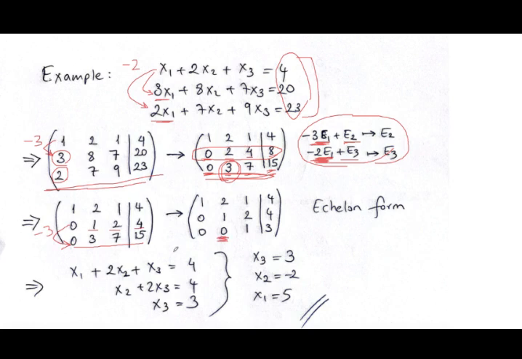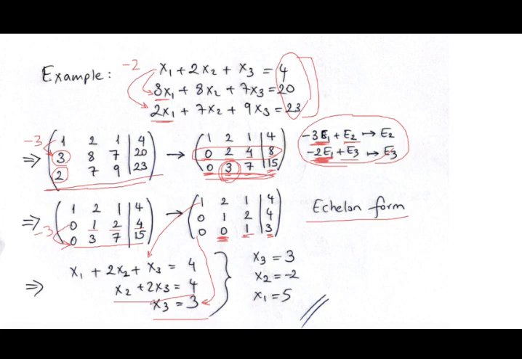So we have minus 6, 7 minus 6, that's 1. And then we have 15 minus 12, that's 3. So now everything is in the echelon form. 1 times x3 equals 3 from the third row here. From this third row we can write it. And then from the second row you see x2 plus 2 times x3 equals 4. And then from the first row you can write x1 plus 2x2 plus x3 equals 4.